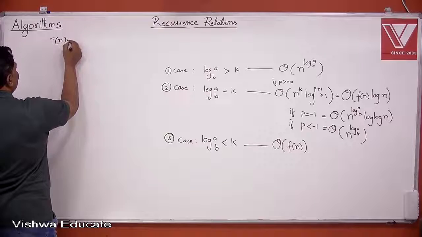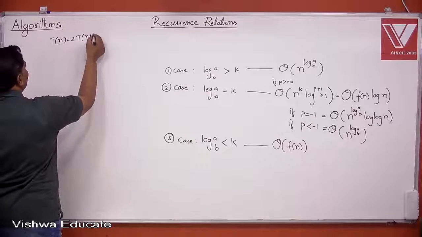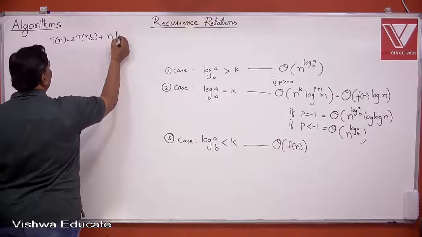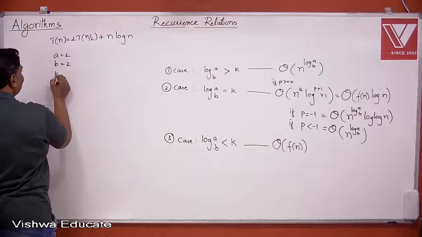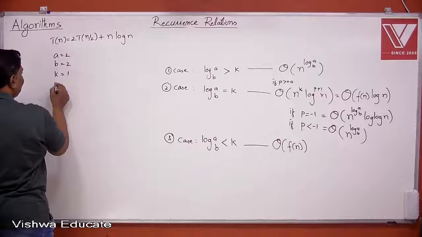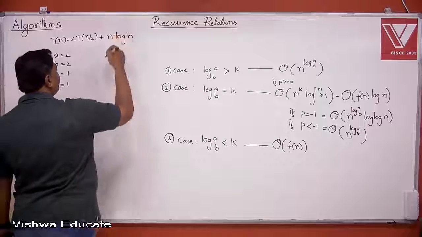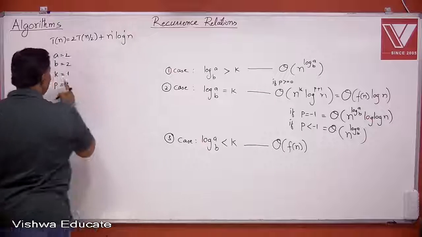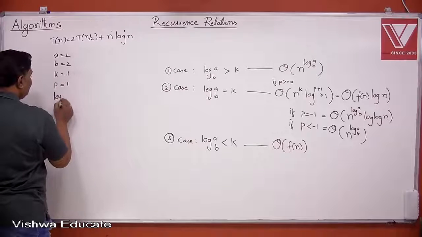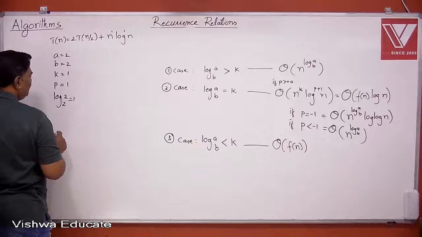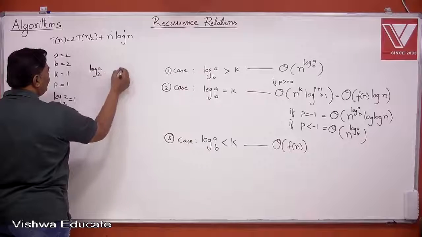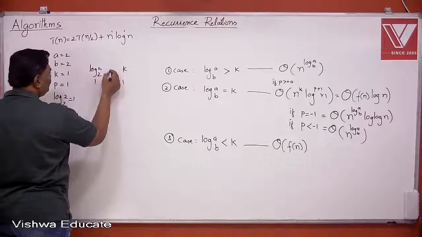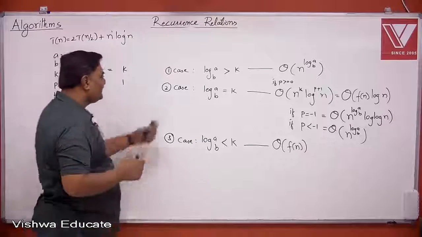Next, T(n) is equal to 2T(n/2) plus n log n. Let us solve this. A is how much? 2. B is how much? 2. Power of n, k is how much? 1. And p is how much? 1. P is also there, this is also 1. Now we have to compare log 2 base 2, that is 1, that is log A base B, versus k. This is also 1, this is also 1. So both are equal, so it comes under case 2.